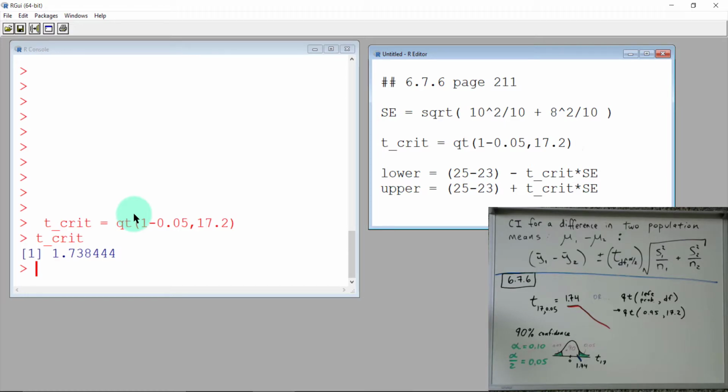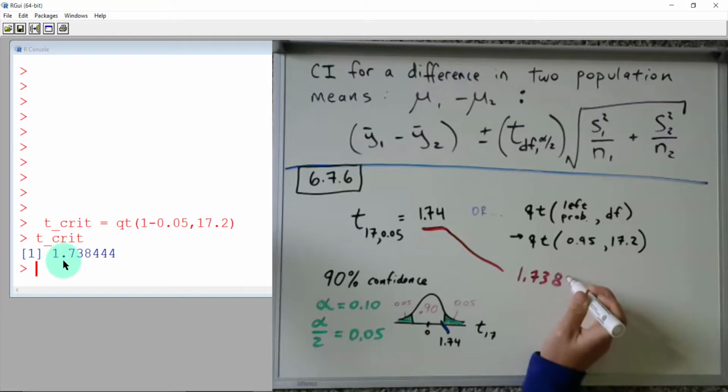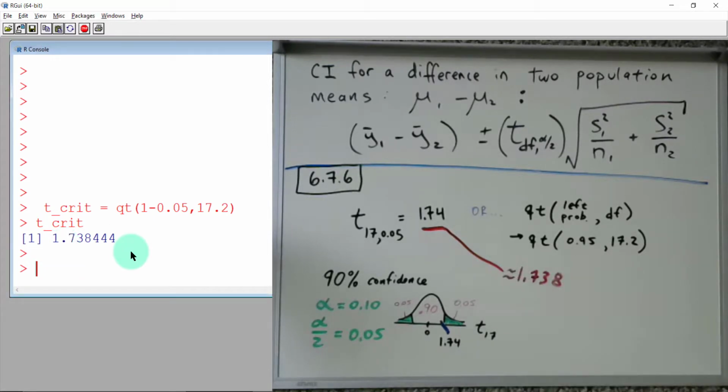And there it is. I actually typed 1 minus 0.05 just for my own brain there. But we got from R 1.7384444444, pretty dang close to 1.74. That's good enough. Now we've got all the elements to plug into our formula up there in purple.